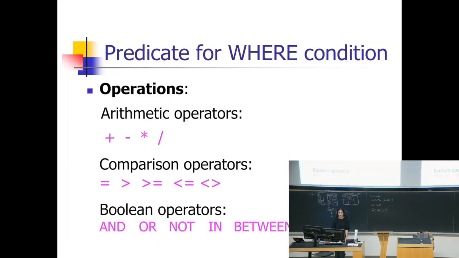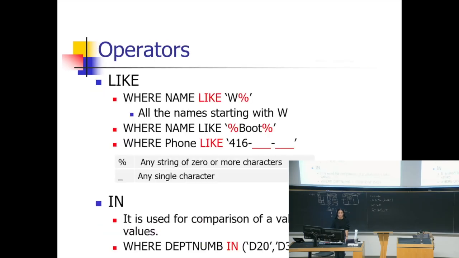We also have predicates for verb conditions. For example, we can use arithmetic operations, comparison, Boolean, and so on. These are some examples of operators like and in. For example, you are searching for names that start with a specific character, but you don't mind what comes after. In that case, you can use percentage.